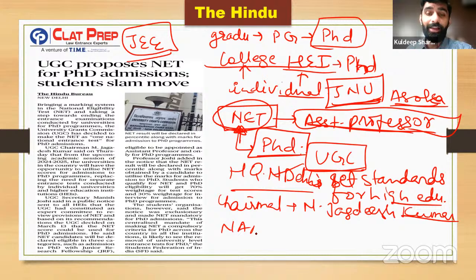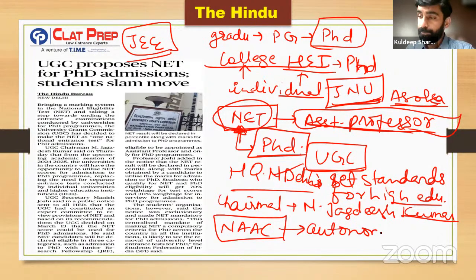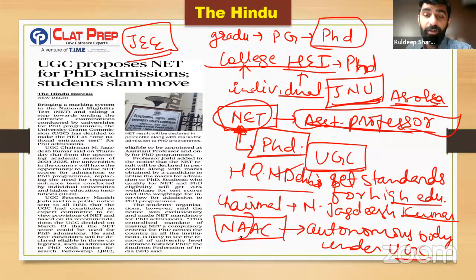And one important organization, NAAC, National Assessment and Accreditation Council, is an autonomous body under the UGC. What it does is it assesses the quality of higher educational institutes, and it gives accreditation. Accreditation basically is recognition that this particular college or university is fulfilling the minimum quality level which is required as per UGC. So these are some of the points which we are doing for you.